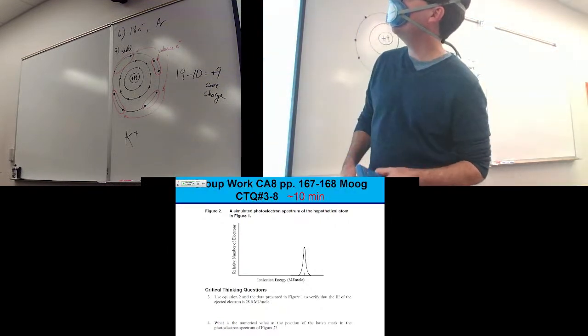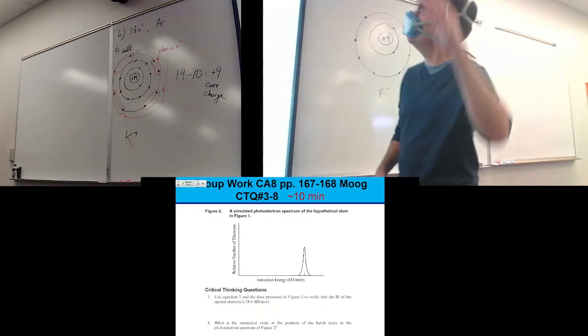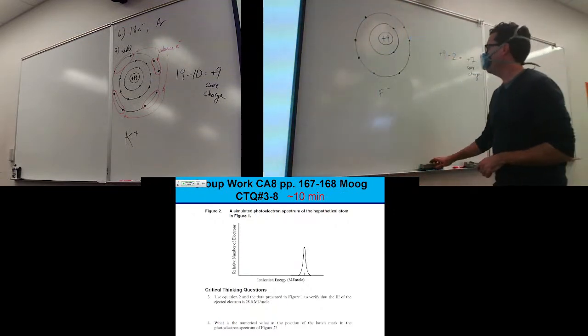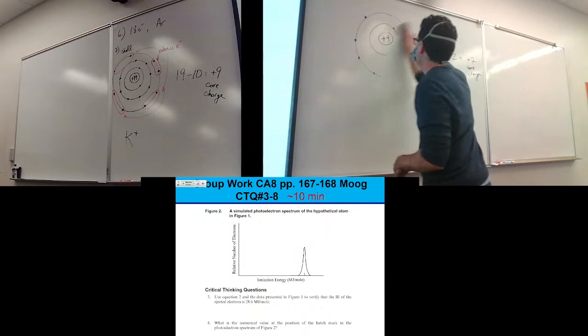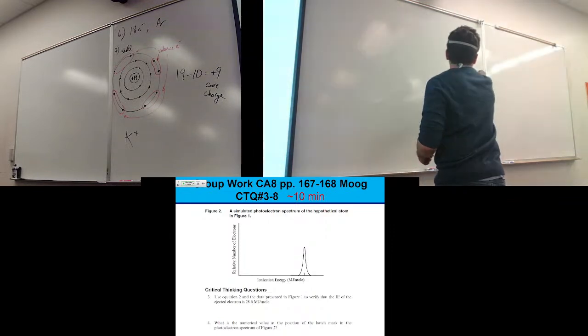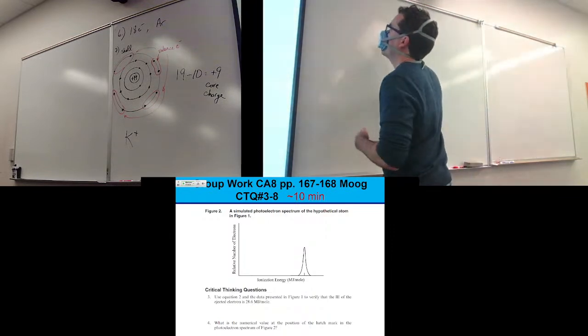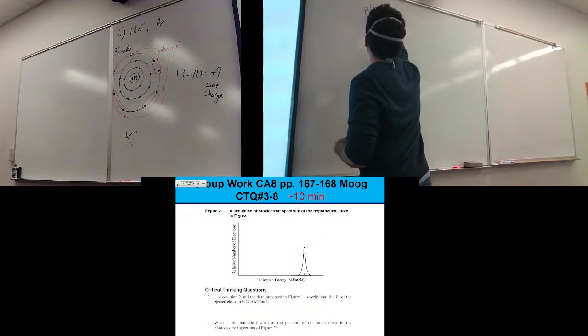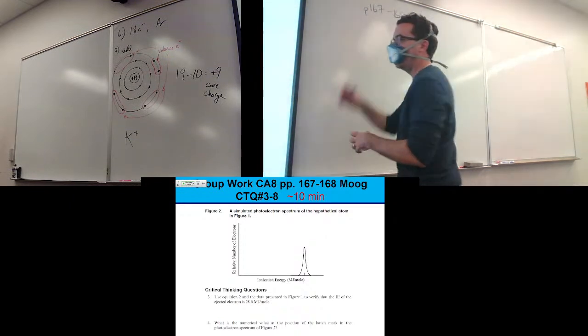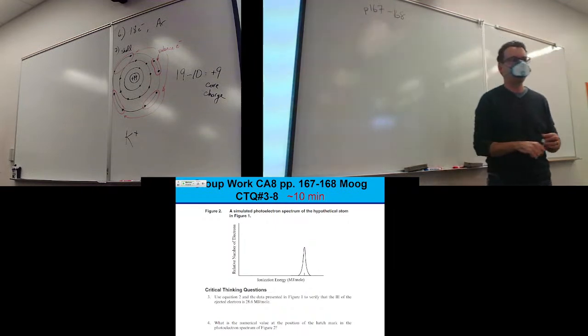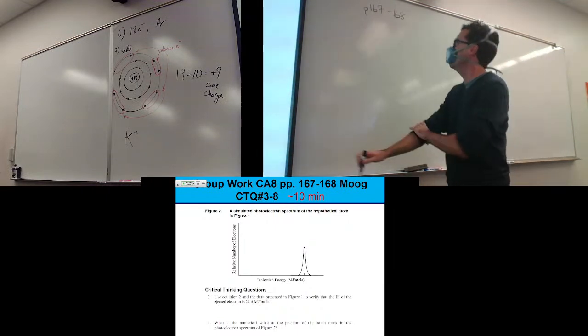So let's start off with questions 3 through 8. We're skipping all the way ahead to page 167. Let's start off with this stuff. This makes sense. We're going to see spectra that get exceedingly more complicated, so make sure they make sense in the beginning.